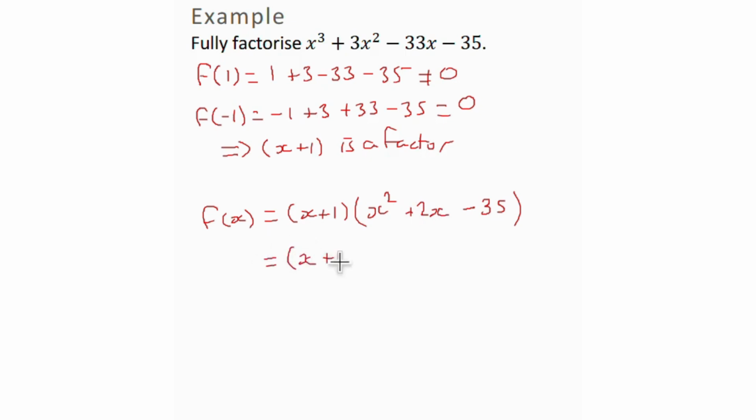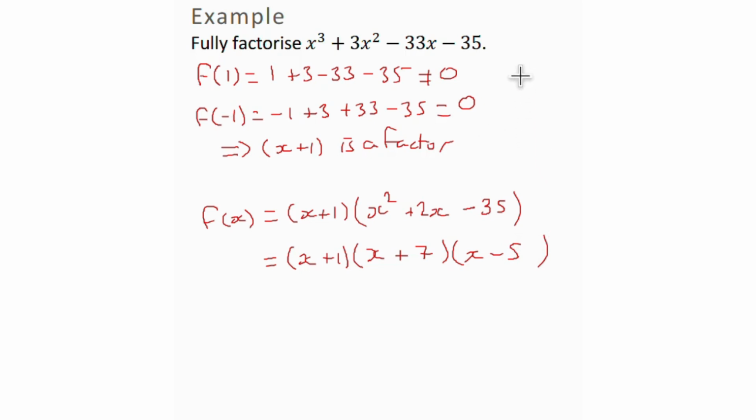Finally, to complete this factorization, that quadratic, we're going to factorize into 2 linear parts. To get to 35, we're going to have 5 and 7. It's going to be x plus 7 and x minus 5. And we have now fully factorized that polynomial into 3 linear factors.